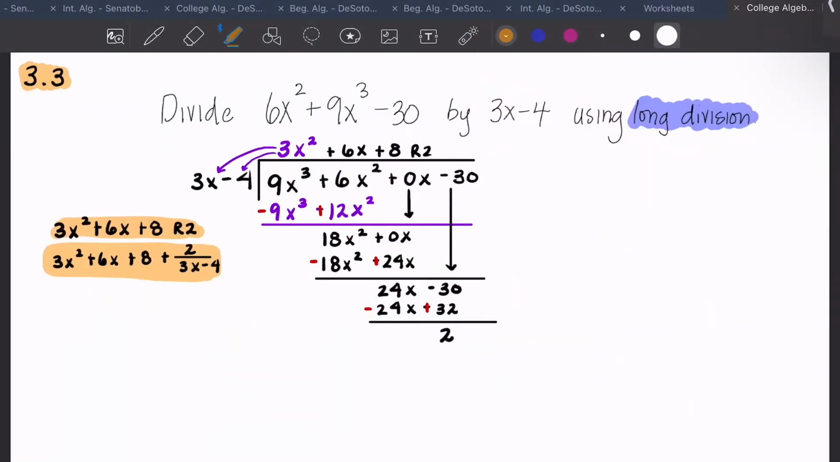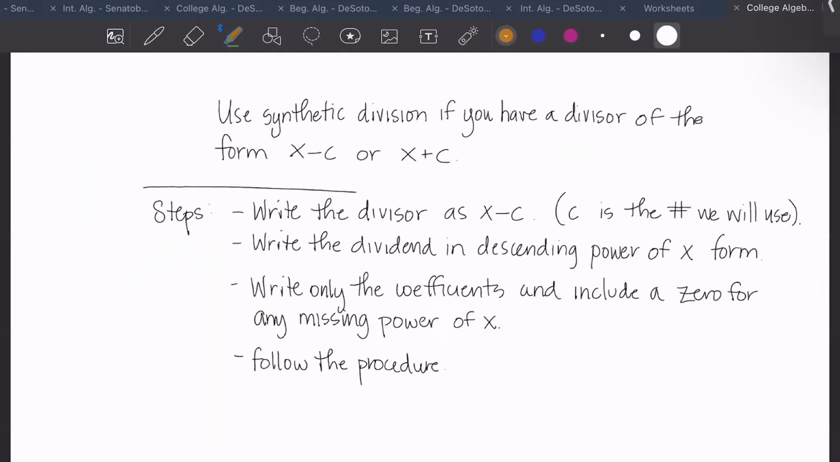Not very fun. It takes a long time, right? There's also this thing called synthetic division, and that's what we're going to spend the rest of our time on. We can use synthetic division if we have a divisor of the form x minus c or x plus c. Your divisor is what you're dividing by, so that's what went on the outside when we did long division.